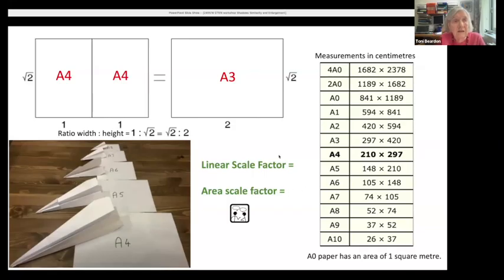And you can see that here, can't you? So going from A4 to A3 is going from 1 to 2. Double A4 gives you A3, and so on. And all the paper sizes are given in this table here. And they're all based on the A0, which is a big poster size, being a square meter in area.